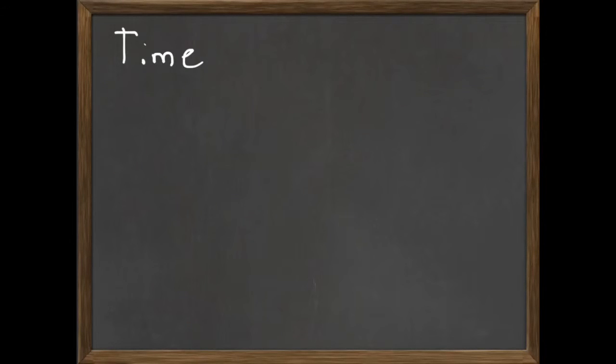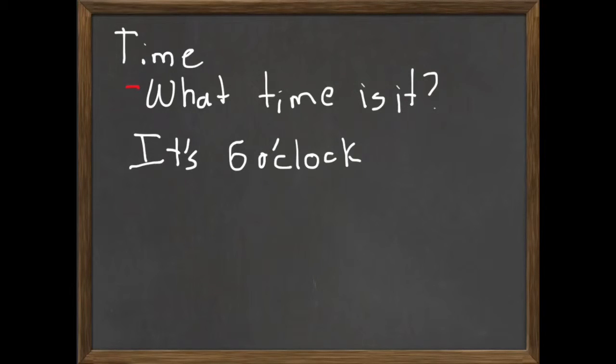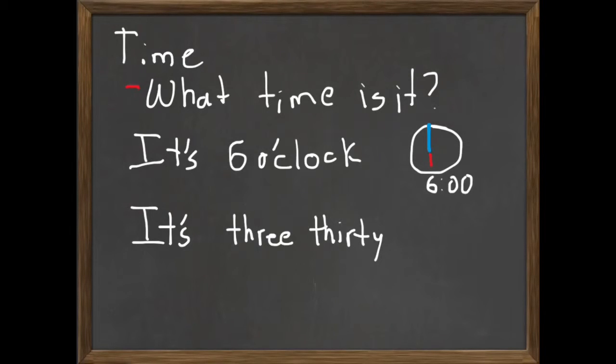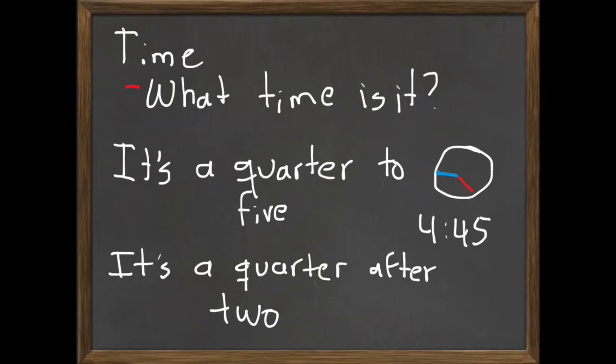Now we will look at how to tell the time. If you don't know the time, you could ask someone, "What time is it?" Depending on the time, they could answer, "It's 6 o'clock." "It's 3:30." "It's 4:45." "It's 2:15."